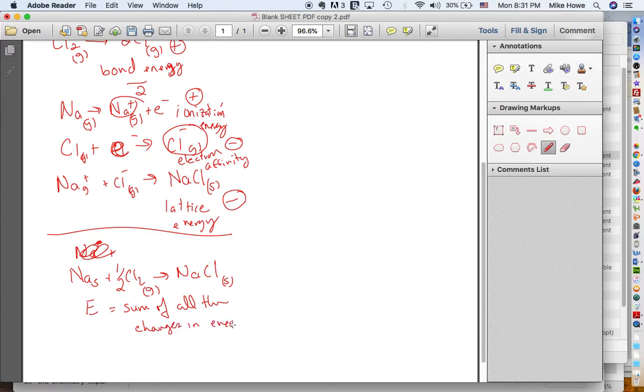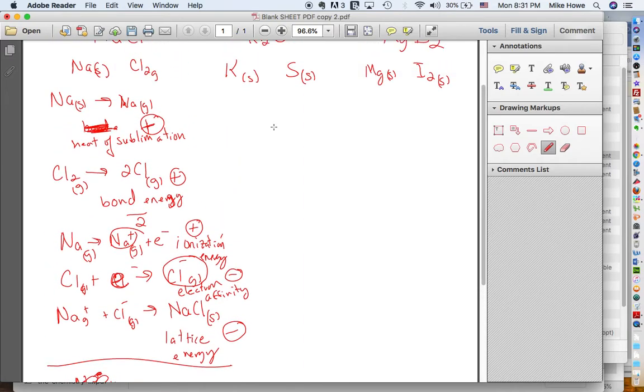So if you wanted to know what the lattice energy was, which is the problems that often come up, you could take all these things plus X equals this, and then find out what X was.